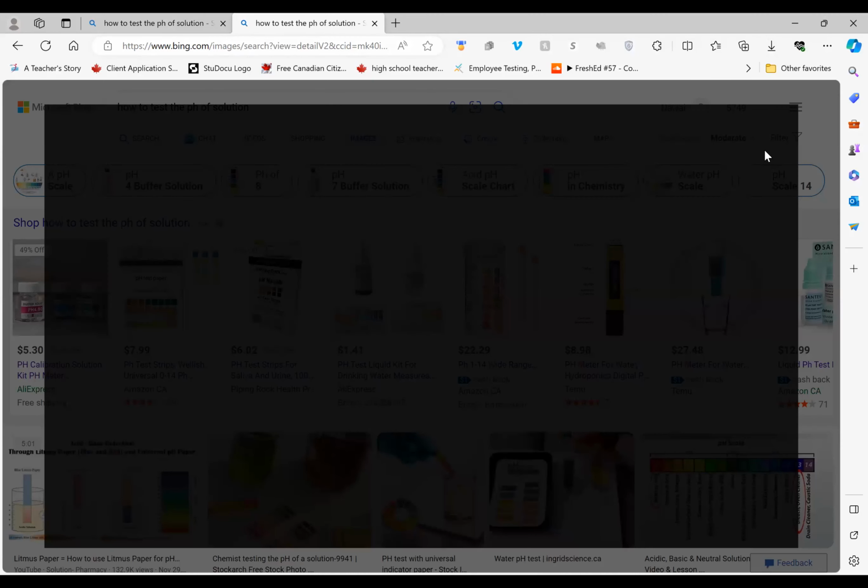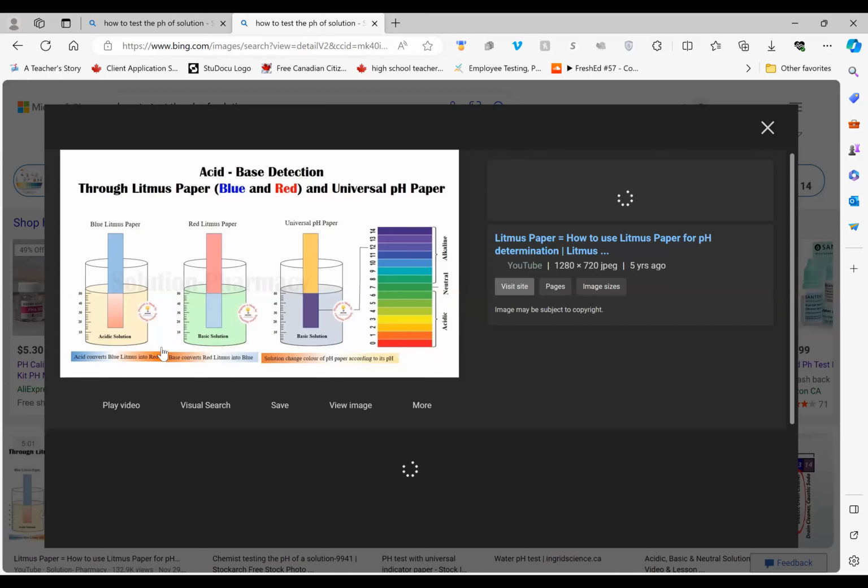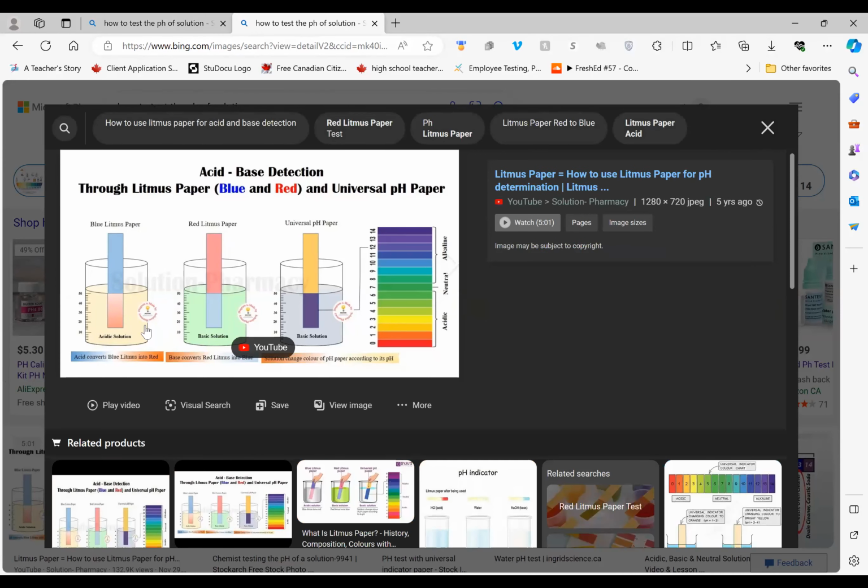No, I don't need to open this one. Okay, anyway, this is a good picture. Do you see it's blue? Its color is either blue or red, depending on the solution I dipped it in. If it's acid, it will be red. If it's base, it will be blue. The blue will stay blue in the base, and the red will stay red in the acid. But in the opposite solution, it will turn into either blue or red.